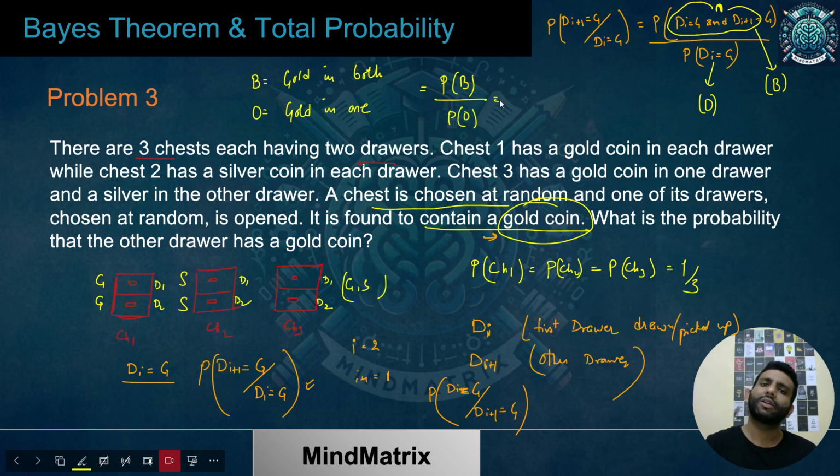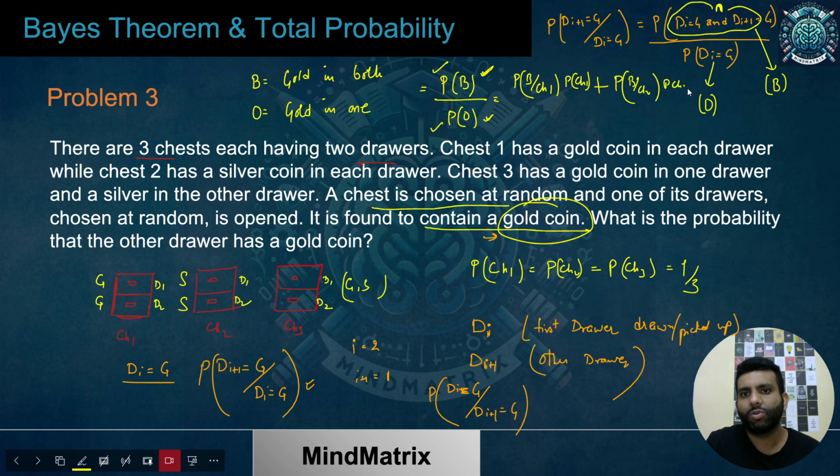How can I do that? I can use the total probability law in both the numerator and the denominator. What do you get? It will be the probability of B given CH1 times the probability of CH1, plus the probability of B given chest 2 times the probability of chest 2. So this is not the Bayes theorem I'm using over here; this is the total probability law.